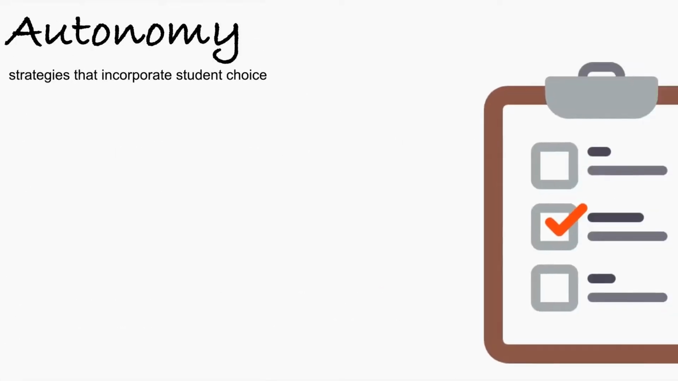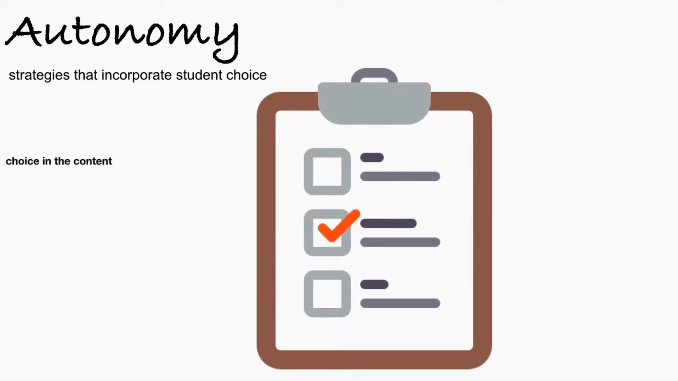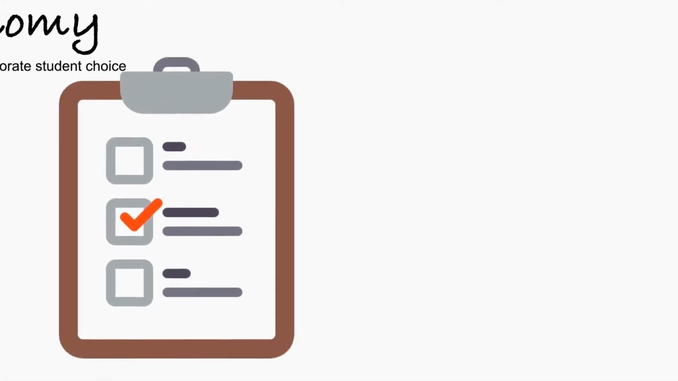Autonomy refers to strategies that incorporate student choice. We can empower students to identify a topic that they want to learn, select how they want to learn it, or decide on the final product.